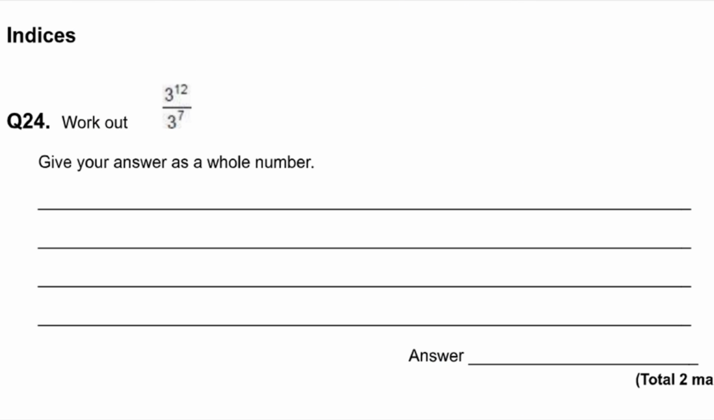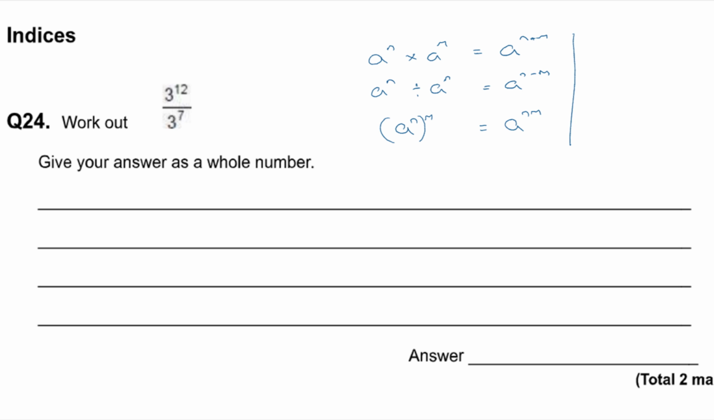Next up, we're looking at indices. So you need to know all your laws of indices here, don't you? If you've got two numbers with the same base multiplied together, we add the indices. If you've got two numbers with the same base that we're dividing, we subtract the indices. If you've got a number and then you raise it to another power like this, an index of an index, you multiply those indices together. Okay, they're the three main rules.